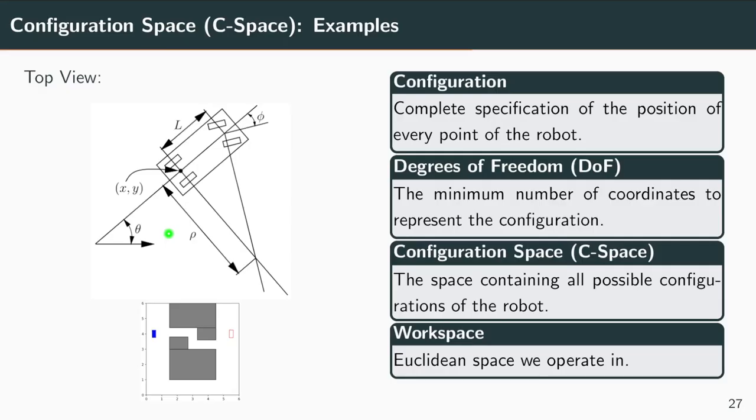It's a top view, similar to the picture down here. The blue thing would be the car, and the car can, of course, also turn. And the question is the same: what is the configuration, the degrees of freedom, the configuration space, and the workspace in that case?